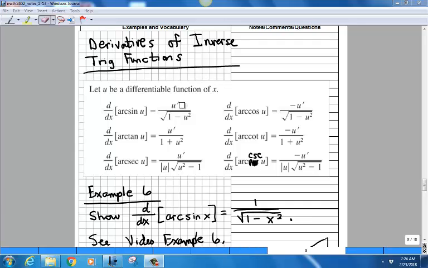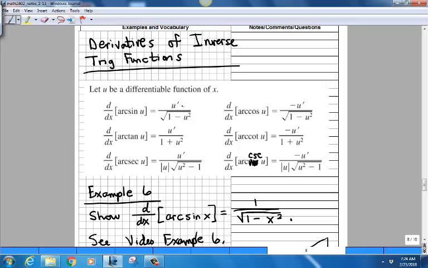Let's recall our list of the formulas for the derivatives of the inverse trig functions that we learned about last time. So here's the list. I want to call your attention to just this first formula on the list, for the derivative of the arcsine of an expression of a variable x. So we're letting u represent that expression.